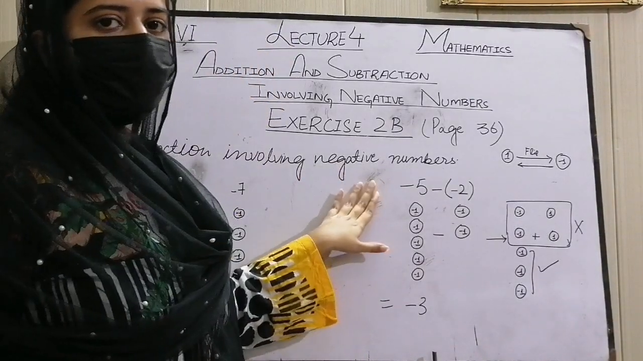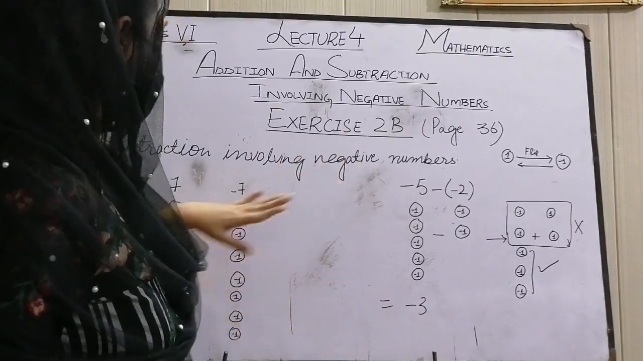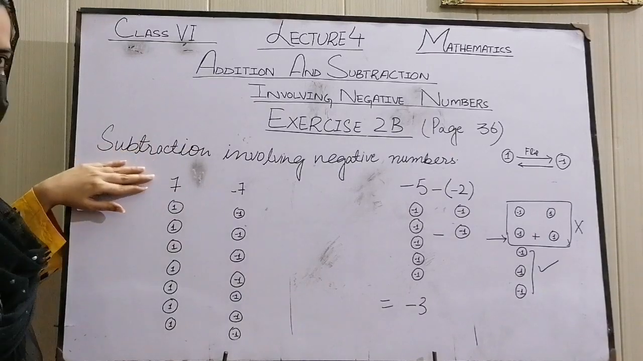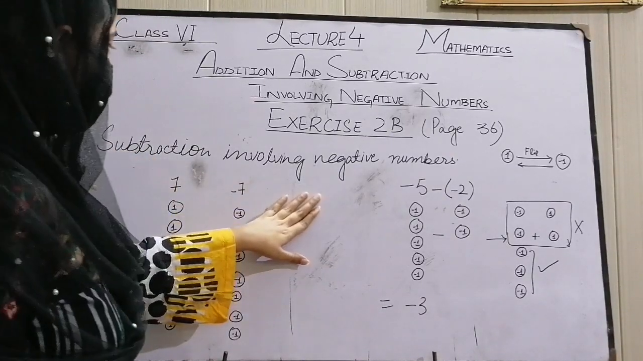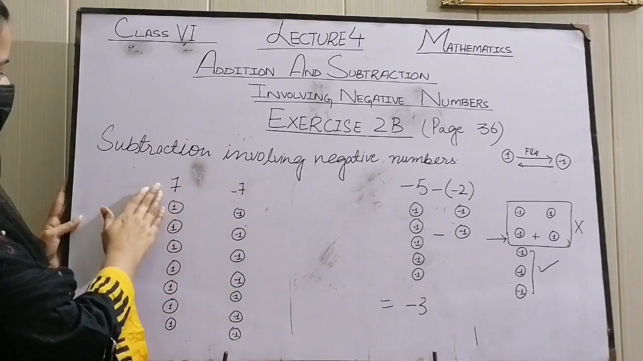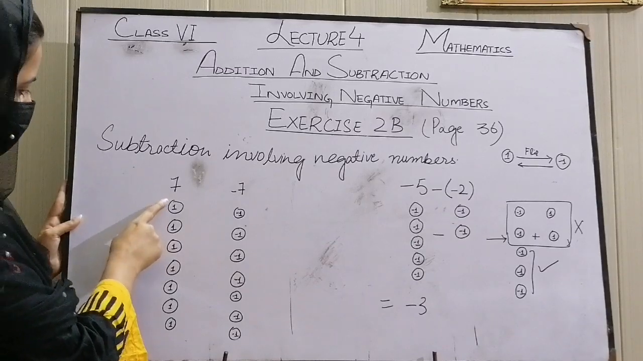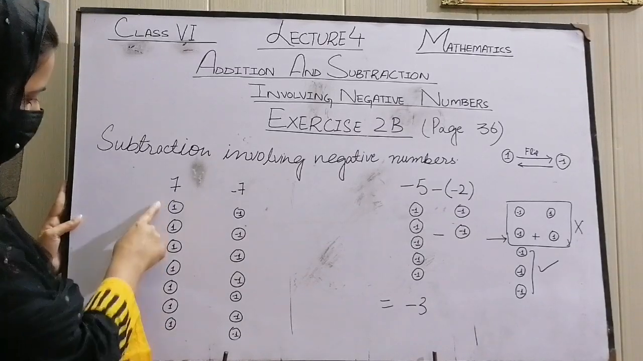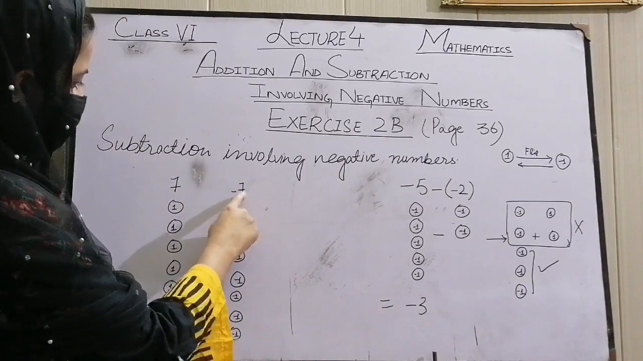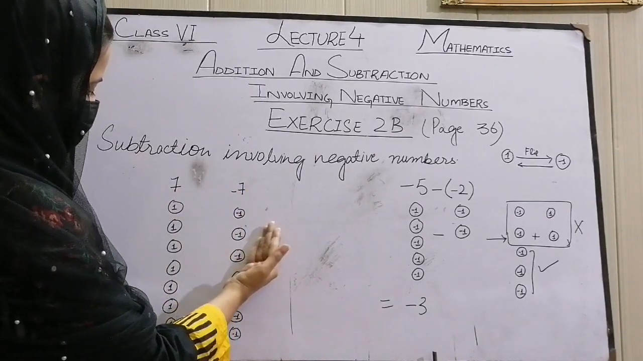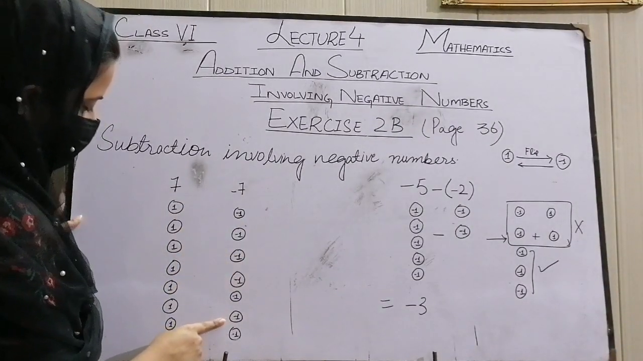In the previous question, we studied addition involving negative numbers. Now to solve the next question, we have to do subtraction. We have to learn subtraction involving negative numbers. Let's say we have a number 7. For this we will draw 7 disks of 1. If we have to find out the negative of 7, you will flip these disks. Flip 1, it becomes -1, and all of these like this.